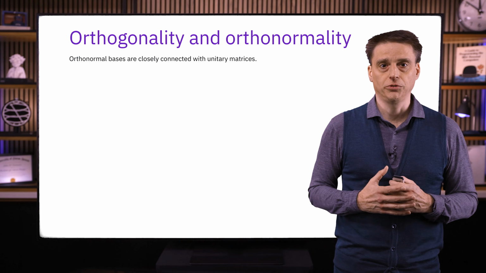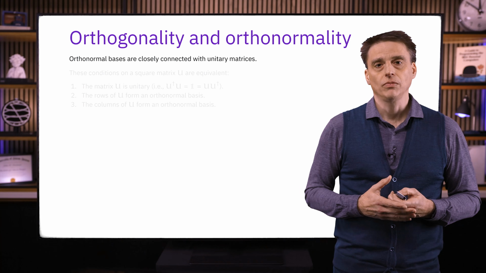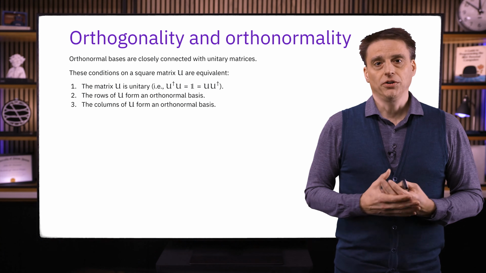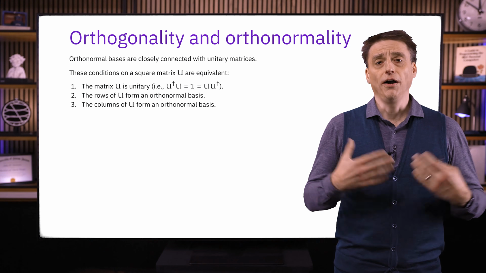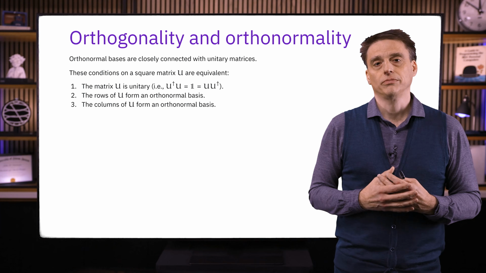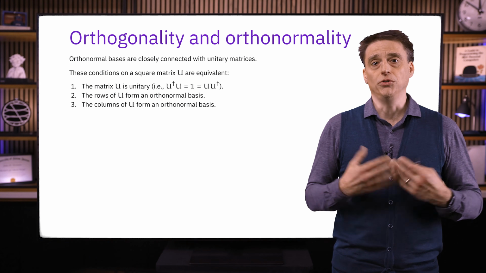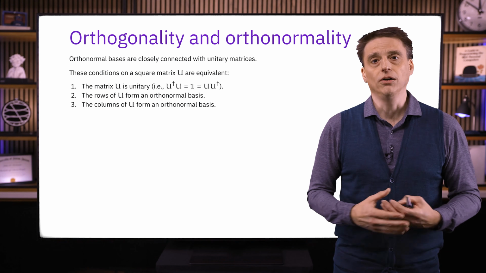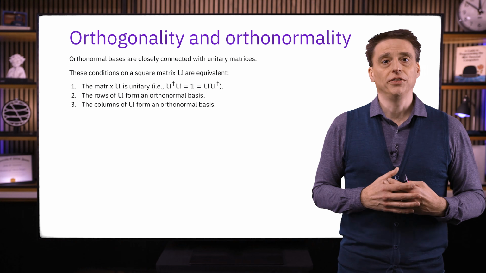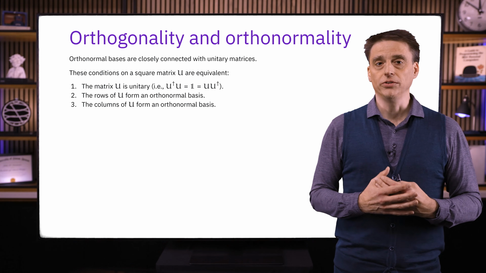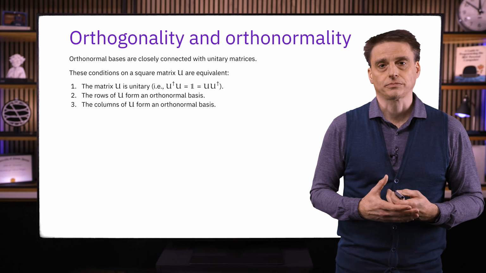One of the reasons why this is such a handy fact to have is concerned with a close connection that exists between orthonormal bases and unitary matrices. In particular, for any square matrix U, the three conditions that you see here are always equivalent, meaning that they're either all true or they're all false. The first condition says that U is a unitary matrix, which means that both U dagger times U and U times U dagger are both equal to the identity matrix. The second condition says that the rows of U form an orthonormal basis, and the third condition says that the columns of U form an orthonormal basis.